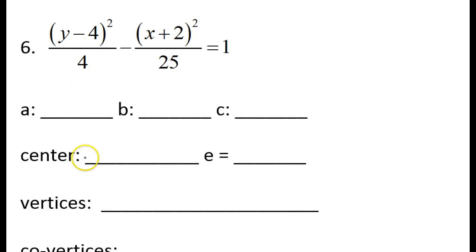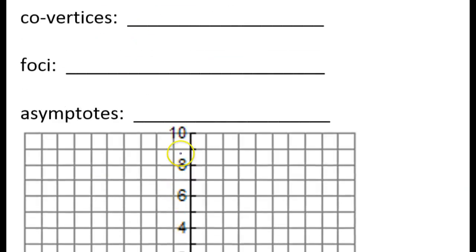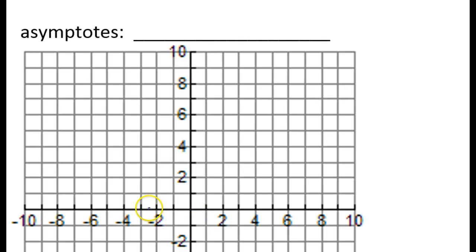Looking at number 6, let's start by deciding what the center is going to be. It will be the opposite of these two numbers, but be careful of the order. So the x-coordinate of the center has to come from the x part of the equation. So the minus 2 will go here. The y-coordinate of the center will come from the y term of the equation. So the positive 4 will go here. So the center is negative 2, 4. Let's go ahead and graph that. So here's the center, negative 2, 4.